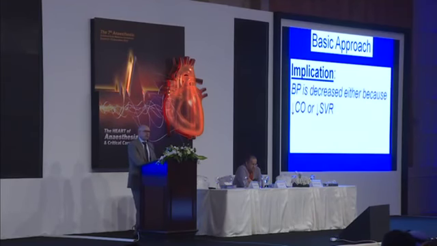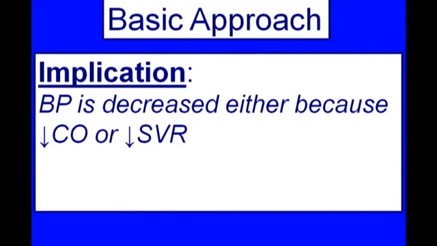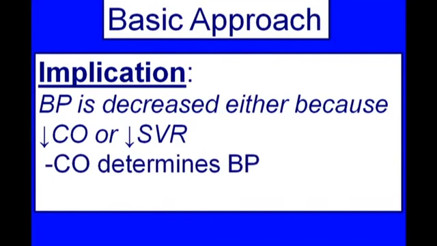So the implication of that simple relationship is that a decrease in blood pressure or inadequate perfusion is either because the cardiac output is decreased or the systemic vascular resistance is decreased. It has to be one of those two. So that's where your differential diagnosis begins at the bedside.